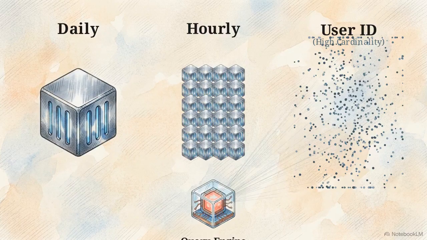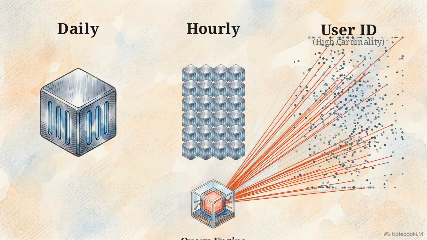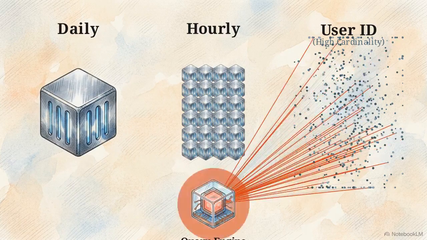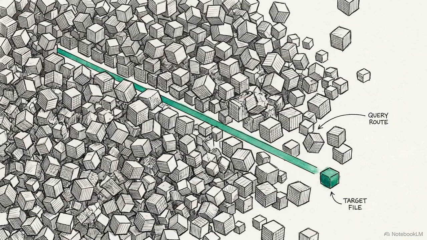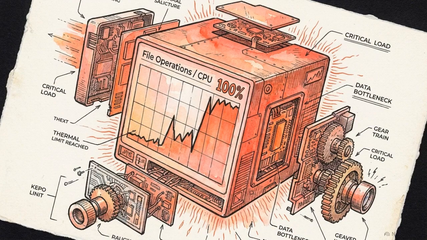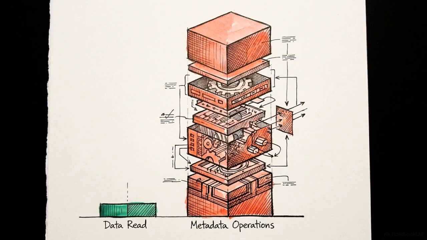The engine pays a hidden metadata tax. It individually opens, reads, and closes every single microfile. Even if the query successfully prunes the data and only targets a fraction of the table, the sheer volume of file operations crushes system performance. The compute overhead required just to manage these small files completely erases any financial savings gained from pruning.